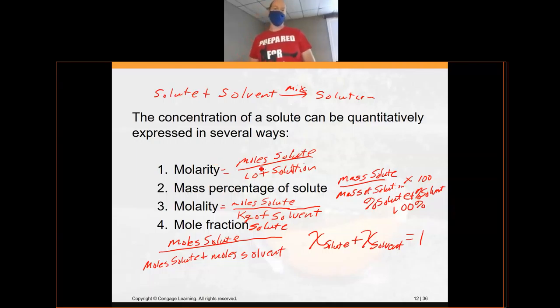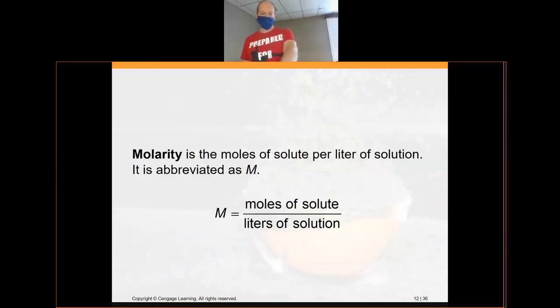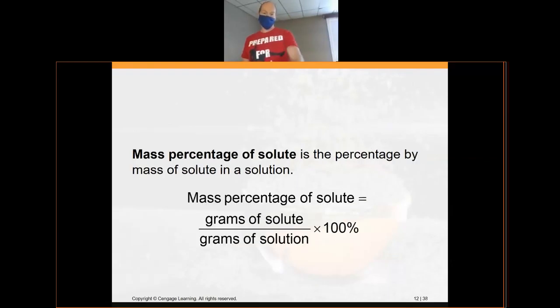All right, so we are going to do a lot of examples of these four types of calculations for concentrations. Very important calculations for these concentrations. All right, so here we already went through it. Moles per liter, not good enough. Moles of solute per liter of solution for molarity. All right, mass percent of your solute, that is the mass of solute divided by the mass of solution. For percent, you multiply by 100.